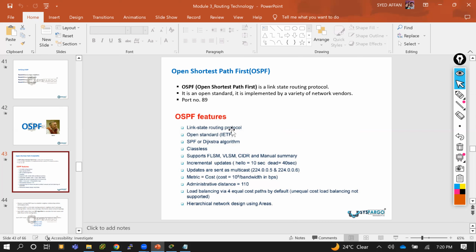It's classified into three types: distance vector, link state, and hybrid. Now OSPF comes under the link state routing protocol. That is the one we have.